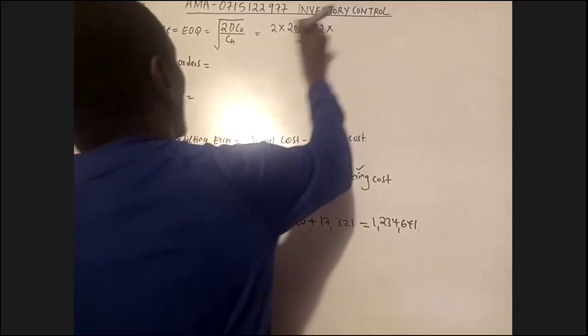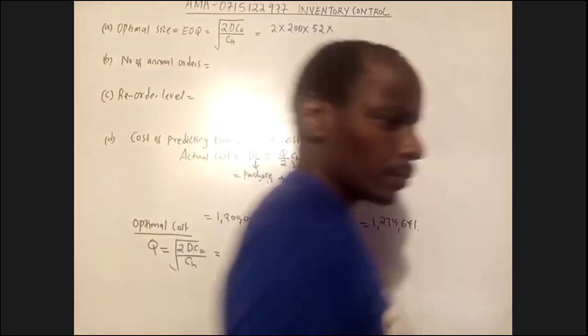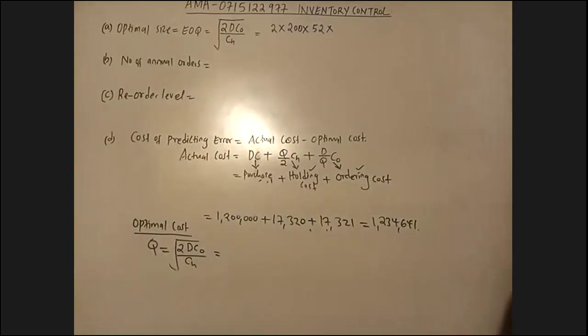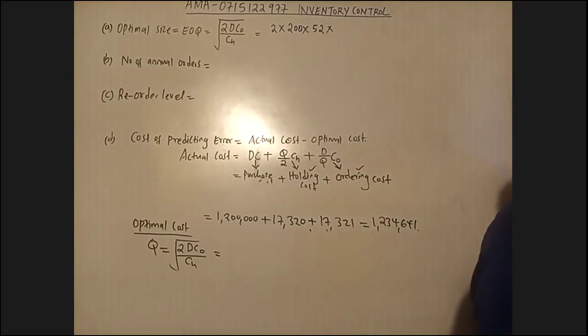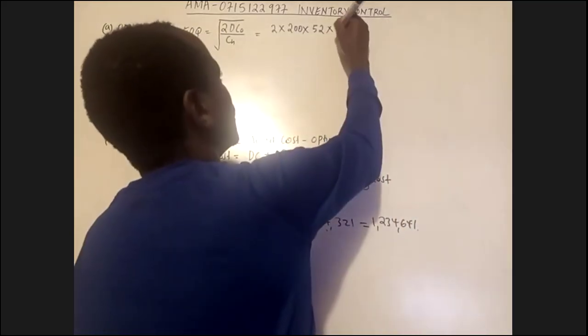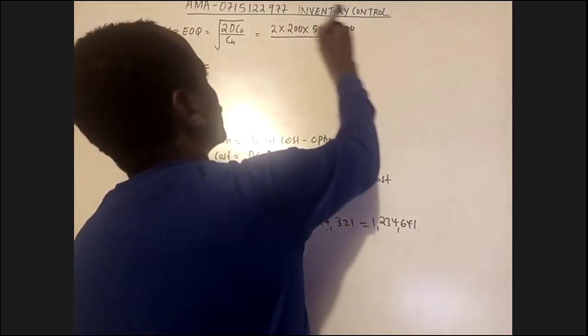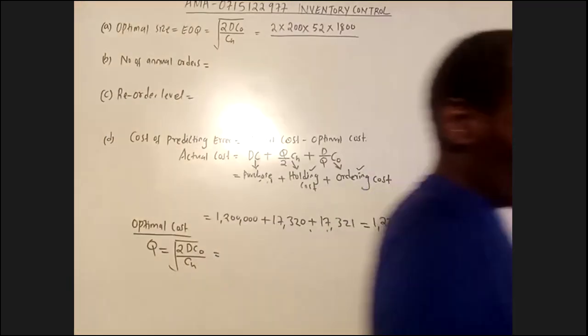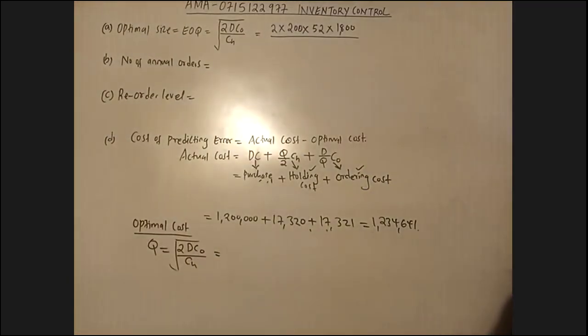Then you multiply now with the cost per order from the question. The cost per order, or the ordering cost, is 1800. We divide it with holding cost. Now our holding cost from the question is 80% of the inventory value.